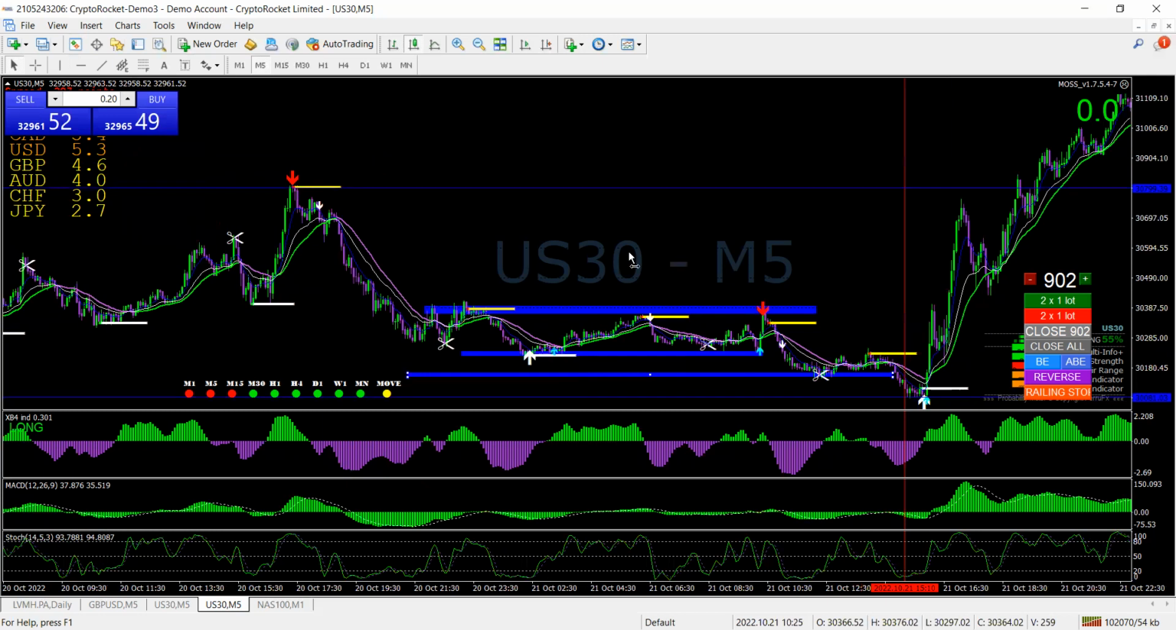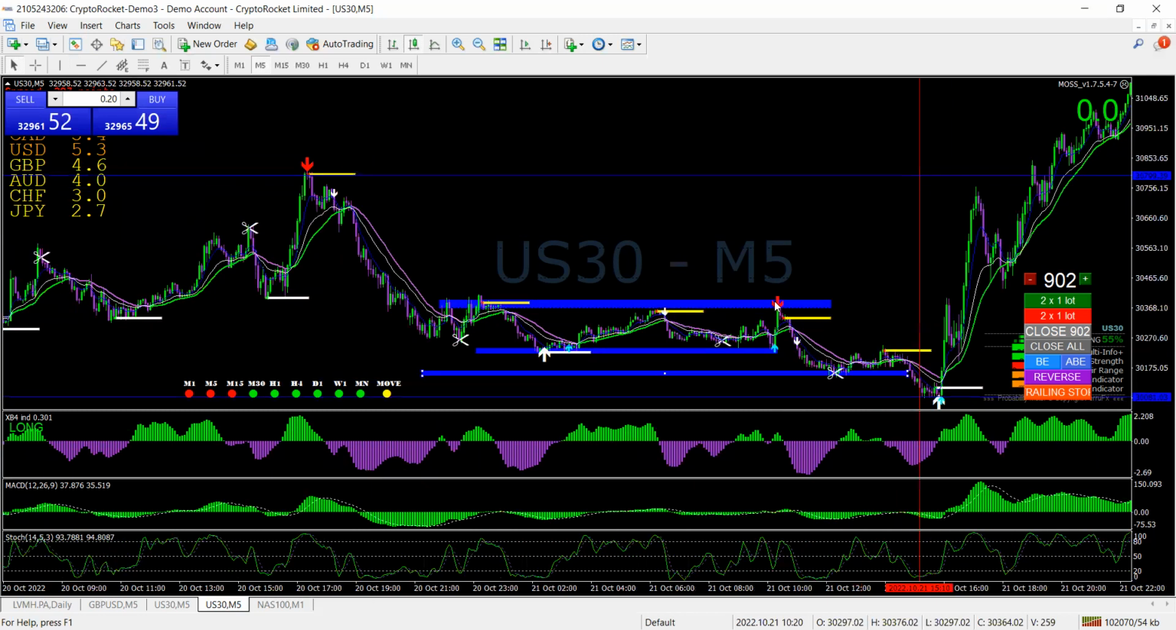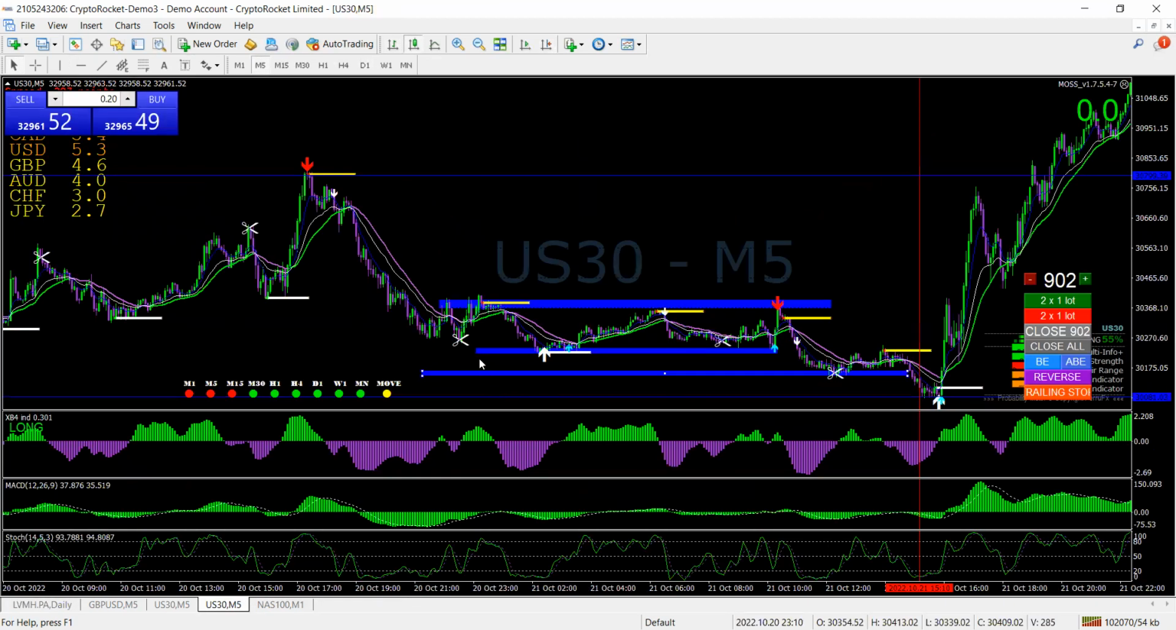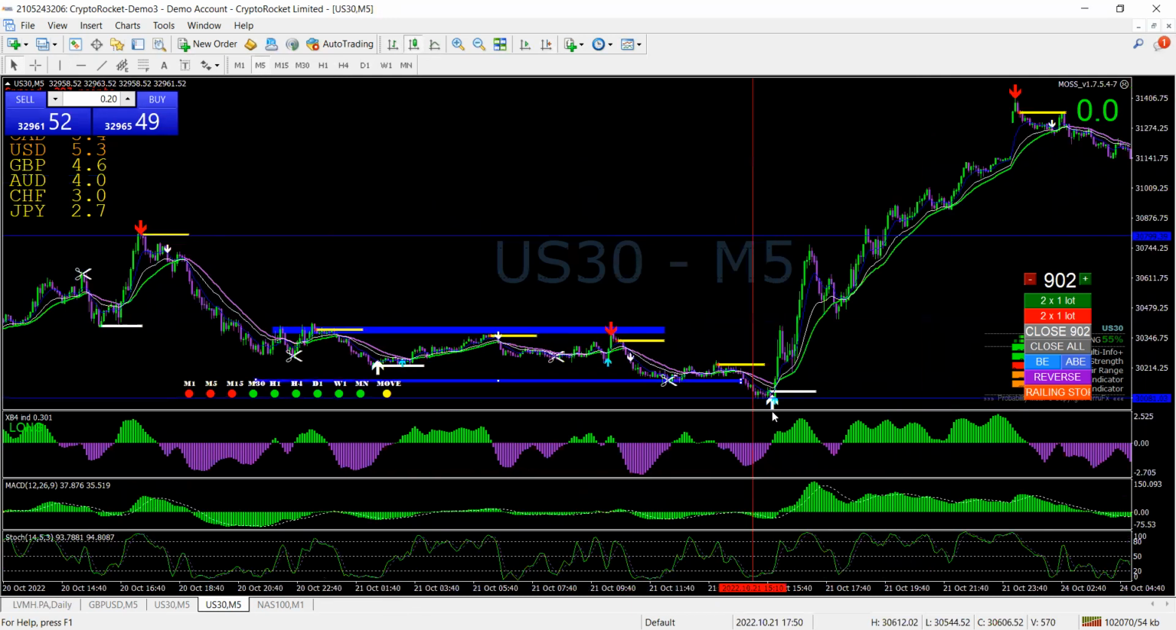Now look at this pattern. We have a high, we have a low, right? And a break of structure. So look at this pattern here. We have a high and a low and a break of structure into a strong area of support, which we identified on the 4-hour time frame, right? Let me get rid of this now. And then look what we have over here.